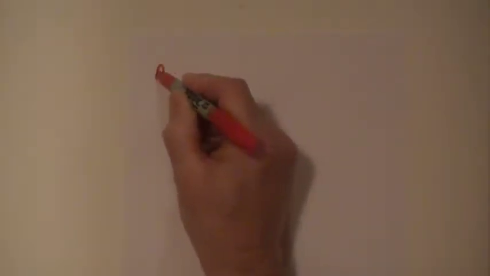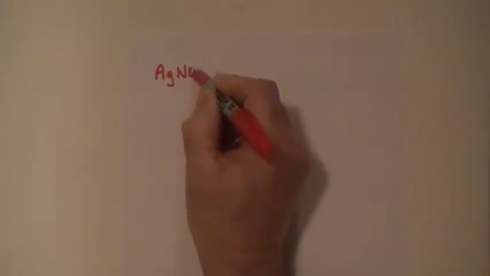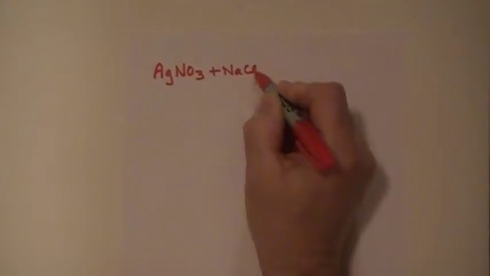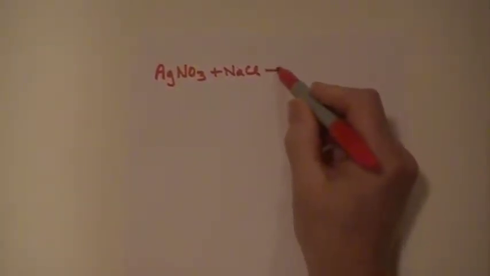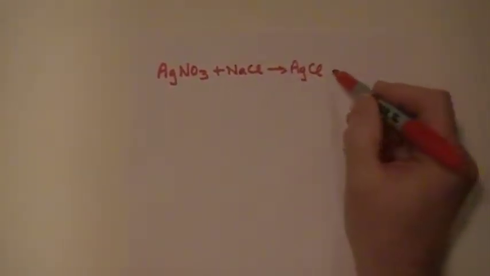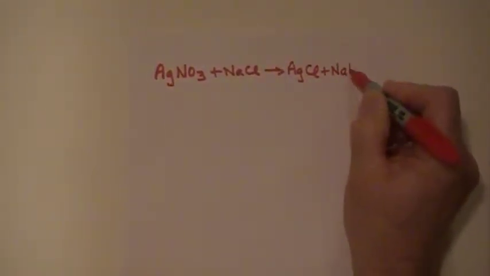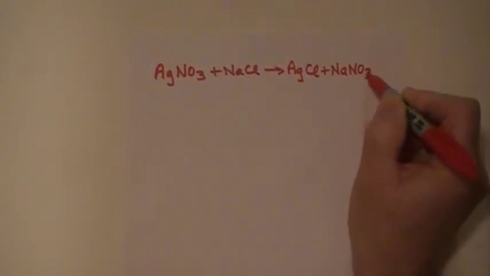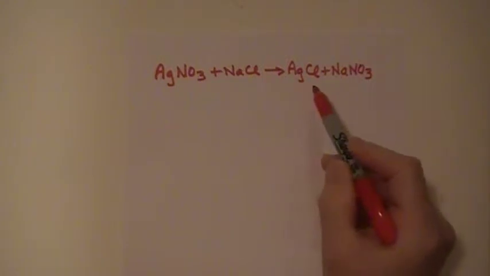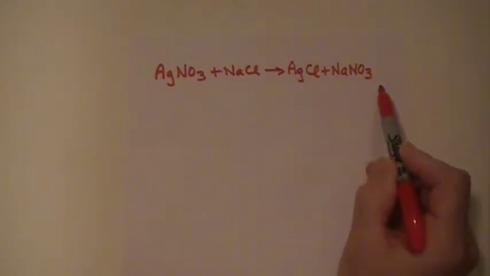Now in this video I'd like to discuss balancing chemical equations. So let's look at a few reactions. Let's suppose we have silver nitrate plus sodium chloride to give silver chloride and sodium nitrate. These are the reactants on this side, and these are the products of the reaction.